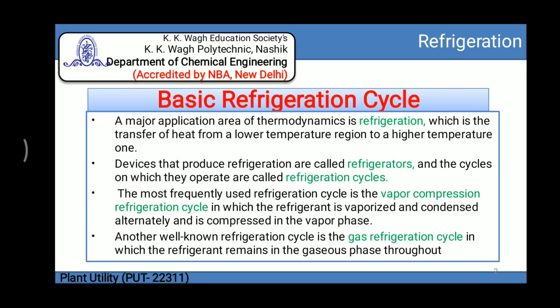The most frequently used refrigeration cycle is the vapor compression refrigeration cycle, in which refrigerant is vaporized and condensed alternately and is compressed in the vapor phase. The second refrigeration cycle is the gas refrigeration cycle, in which the refrigerant remains in the gaseous phase throughout.